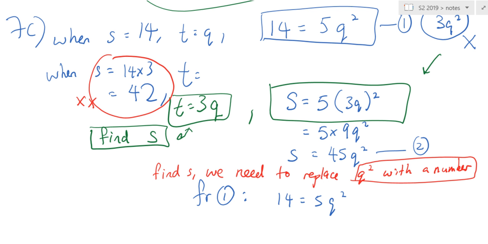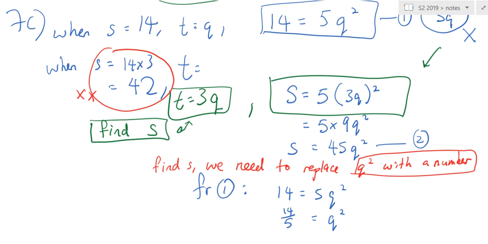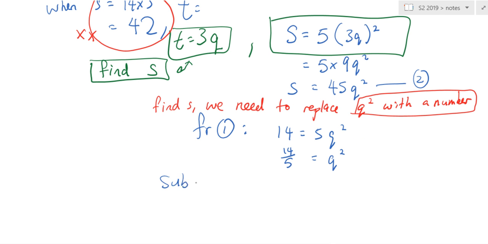Don't bother to simplify into a decimal. Can I put this into equation 2? Can I try sub? So what do I write? S is equals to 45 times 14 over 5. What is the answer? Now can you help me press the calculator? 126. Oh, so now I know.